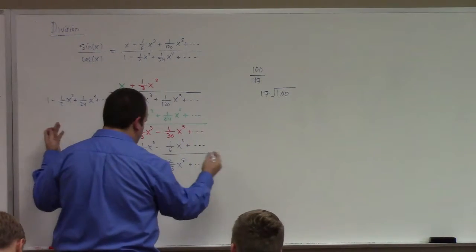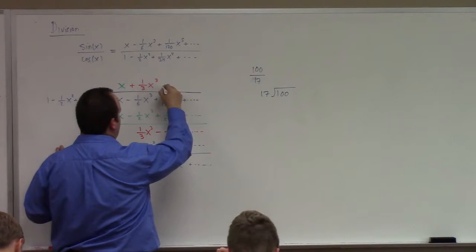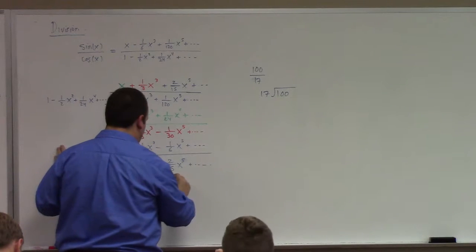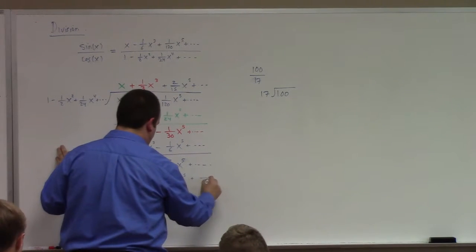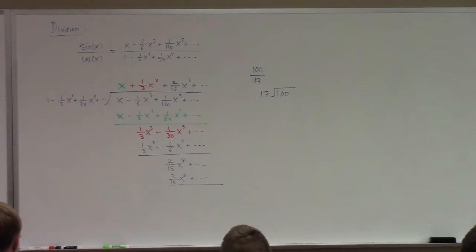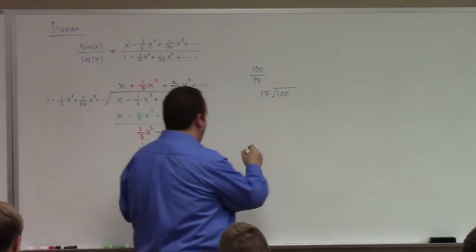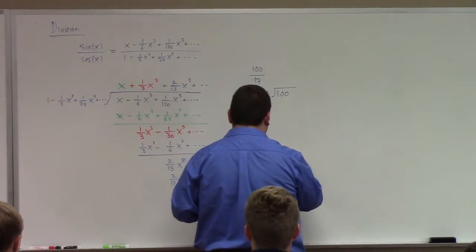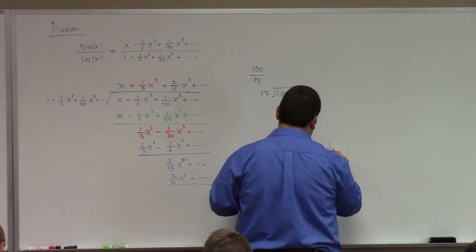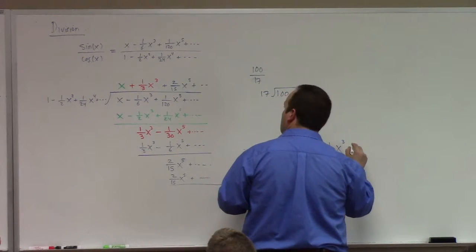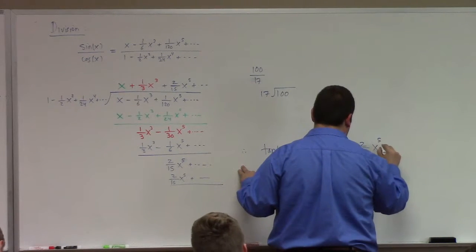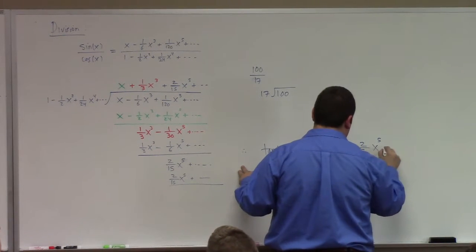And so then you know what happens. The next thing you put is plus 2/15ths x to the 5th, and so forth, right? It keeps going and going. But anyway, there you go. So therefore, the tangent Maclaurin series is equal to x plus 1/3 x cubed plus 2/15ths x to the 5th plus dot dot dot.